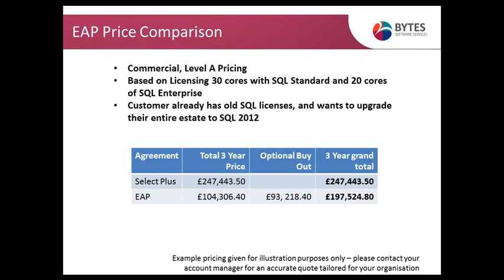At the end of the agreement, you can either continue your agreement at around about £104,000, or you can optionally buy out, converting all those licenses that you've purchased with software assurance only, converting them to the latest version of the license, and that would then give you a combined 3 year grand total of £197,000, still a significant saving over the Select Plus agreement. Again, like I said before, these are example prices, so do contact your account manager for an accurate quote based on your organisation.